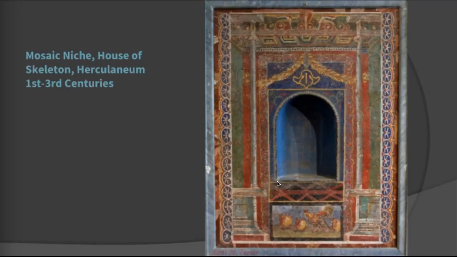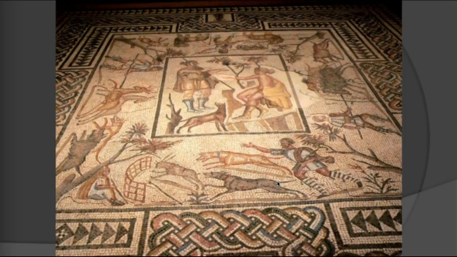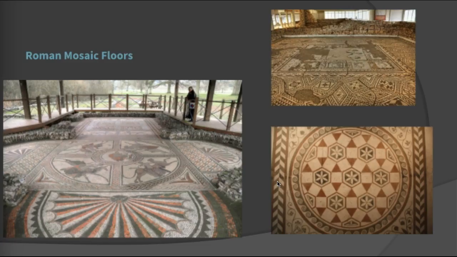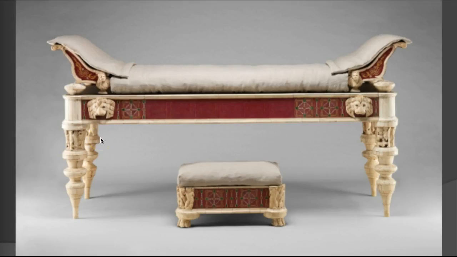So this is a vertical wall mosaic of a niche in Herculaneum between the 1st and 3rd centuries CE. And even the floors were elaborately decorated with mosaics. So here's a few examples. You can see that the tiles are highly geometric in their creation. And then there's usually central pieces that depict certain things based on the homeowner.